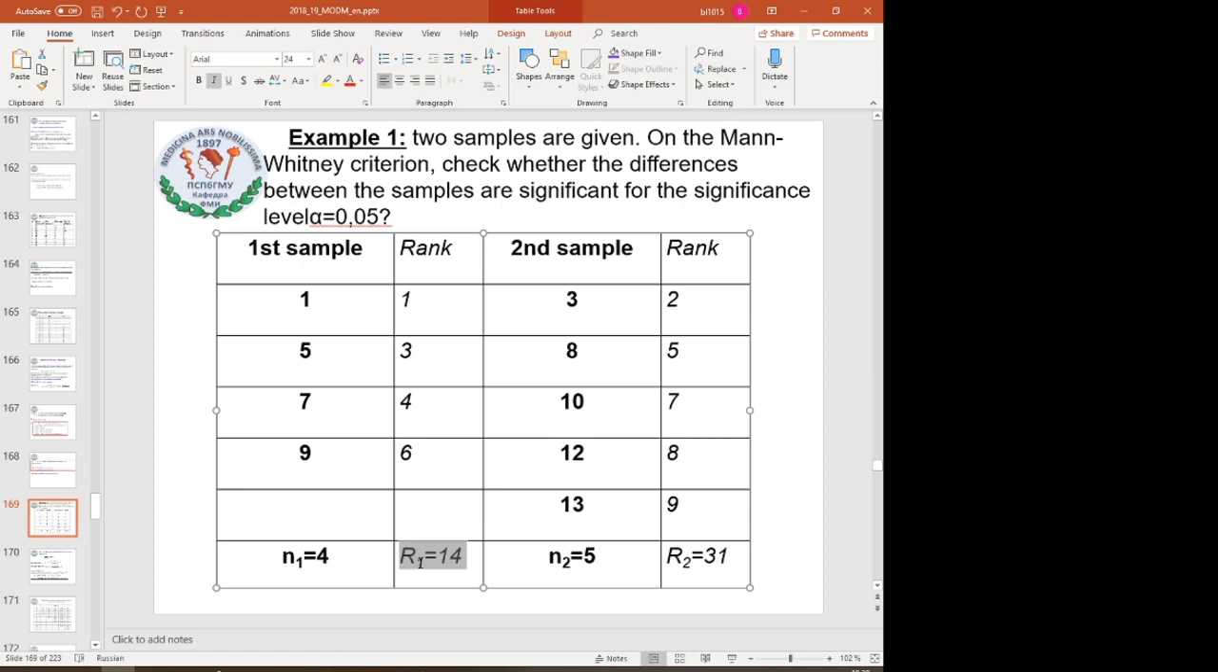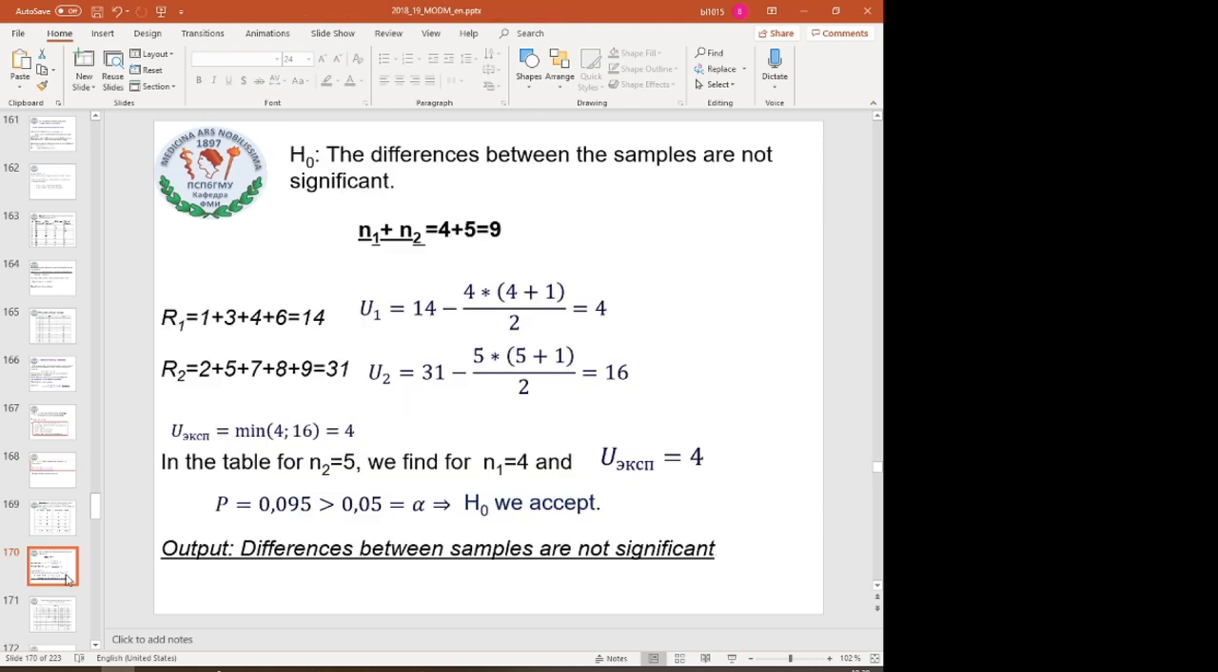The sum of ranks in the first sample is 14, in the second sample is 31, but the second sample has one more member compared to the first one, so we should subtract some value depending on sample size. So U1 is 4 finally, and U2 is 16. The minimal value is 4.